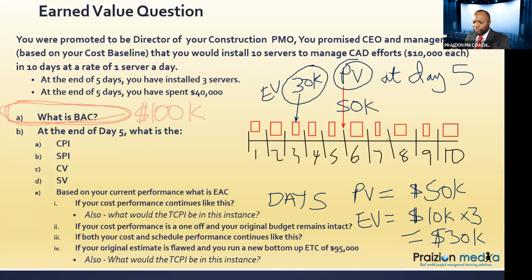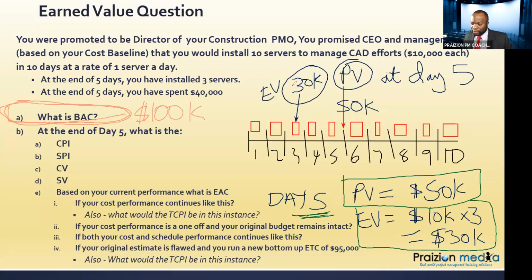So we've got some useful information. We can see we've got items of interest that can help us solve the problem. So we know our planned value at the end of day 5. The key thing is at the end of day 5. At the end of day 2, it's something else. At the end of day 9, it's something else. But at the end of day 5, planned value is 50K and earned value is 30K. Great. So armed with that information, let's continue.